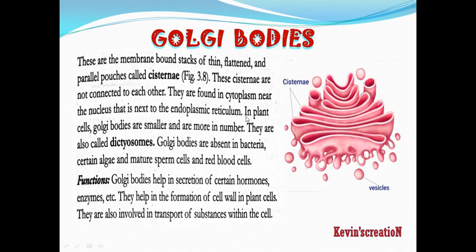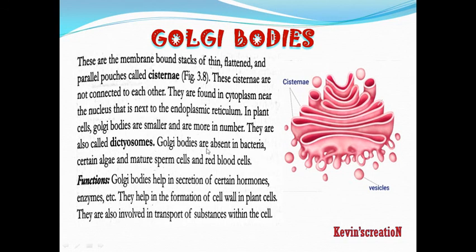In plants, we don't find Golgi bodies, but a similar structure is there, which is called dictyosomes. So in plant cells, Golgi bodies are smaller and more in number, not exactly Golgi bodies, but a similar structure, and we call it dictyosome.